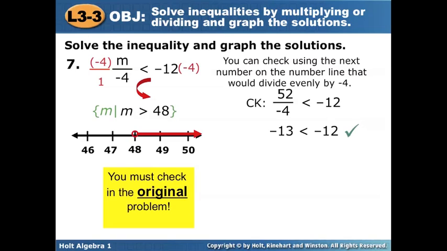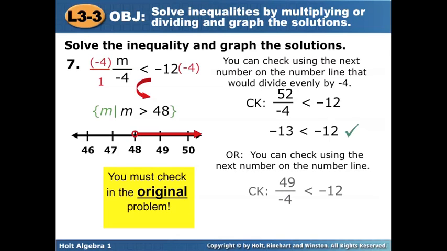We see that this does check out because it's part of our solution set. Remember, we said it was the set of all m such that m will be greater than 48. 52 is greater than 48. You can just use the next number. 49 divided by negative 4 should be less than negative 12. And so that does check out. You'll just need to work with a calculator if you choose a number that doesn't divide evenly.